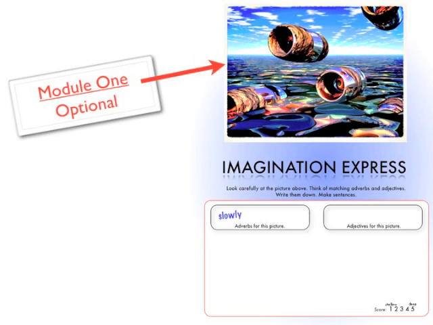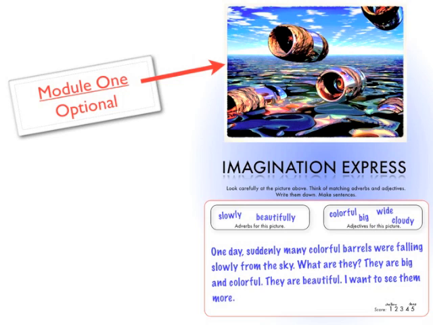One student had written slowly, beautifully. Adjectives: colorful, big, wide, cloudy. Oh yeah, okay, cloudy. And then they write sentences using these words. One day, suddenly, many colorful barrels were falling slowly from the sky. What are they? They are big and colorful. They are beautiful. I want to see them more.